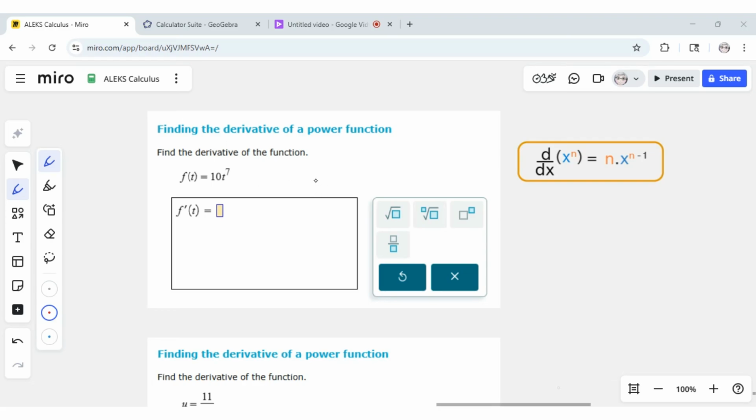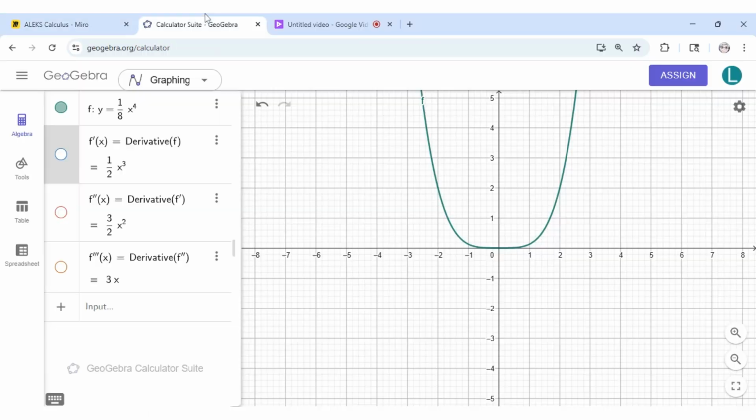In these problems, we are finding derivatives with the power rule, something called the power rule. So when you have a polynomial, you've got a variable to some power. This is a method for taking the derivative of that function. Before we jump into that, I actually want to show you something in GeoGebra.